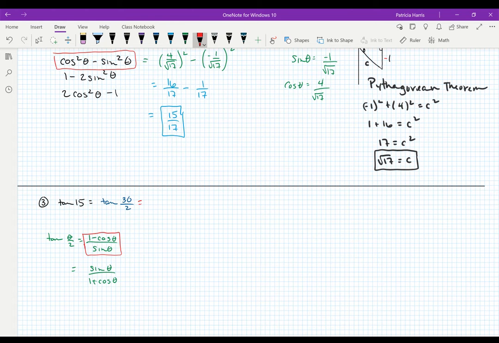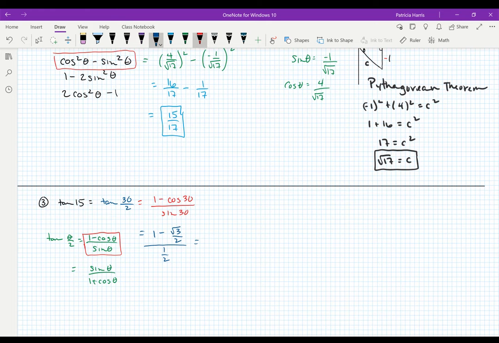So I have to find 1 minus cosine of 30 degrees divided by sine of 30 degrees. Okay, so I either look on my unit circle, I have it memorized, or I type it into a calculator. Cosine of 30 degrees is the square root of 3 over 2. And then sine of 30 degrees is 1/2. Okay, so now I'm going to simplify the top.